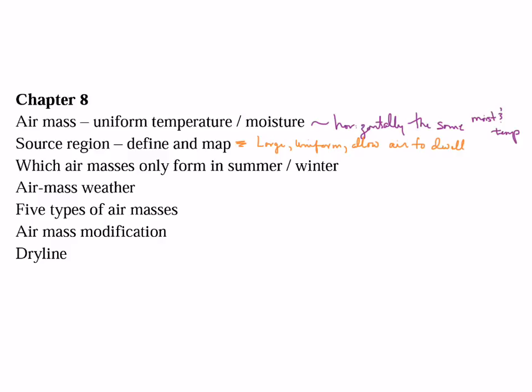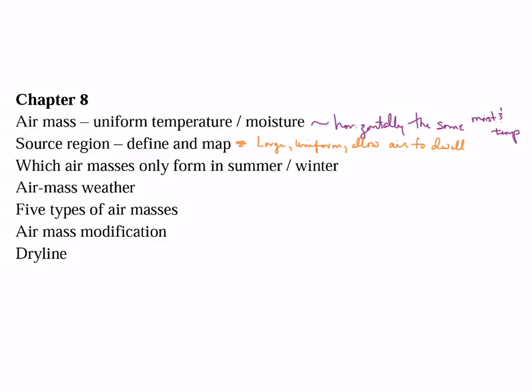So source regions, that's where an air mass is created. And in order to be a good source region, to give it the right temperature and moisture, it needs to be large, it needs to be consistent or uniform, and it needs to allow air to sit there a while, or dwell.